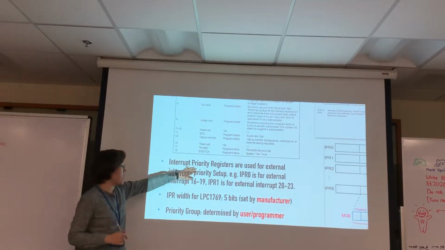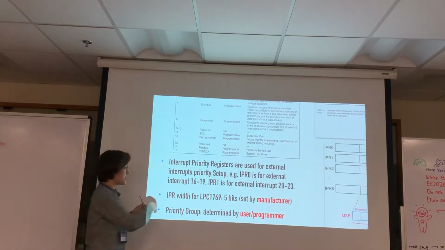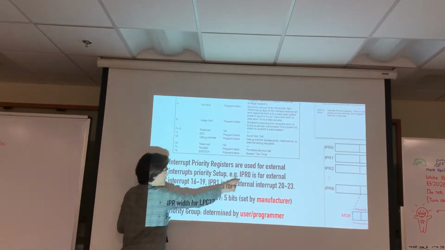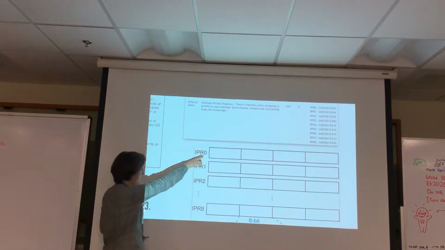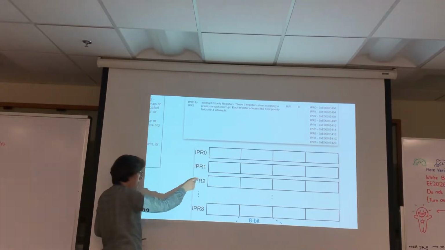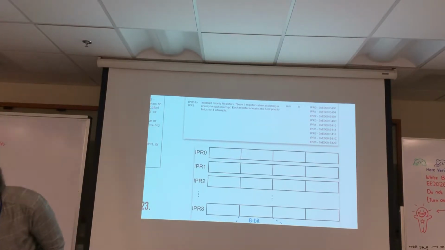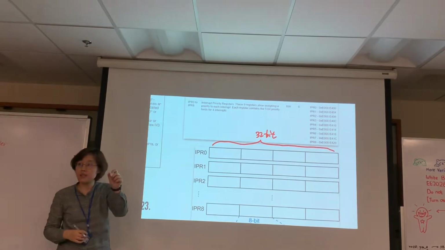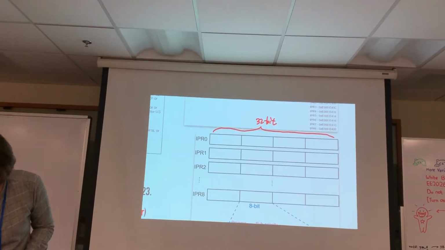You basically have a bunch of registers, again, for interrupt priority management. These registers are basically for your external interrupts. They look like this: interrupt priority register 0, register 1, register 2, and so on, up to register 8. And each of them is a 32-bit register. Basically you are using these bits to set the priority of a certain device. For each device, you are actually using 8 bits to set the priority.